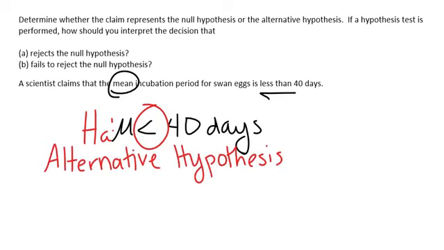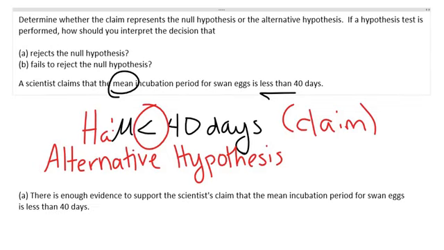Now the next thing we want to do is know how we should interpret our results. In part A, if we reject the null hypothesis, how are we to interpret those results? Well, if we reject the null hypothesis, we're basically accepting the claim, because remember that the claim is the alternative. So if you reject the null, you're saying that the alternative is true. So in words, we would say, there is enough evidence to support the scientist's claim that the mean incubation period for swan eggs is less than 40 days.